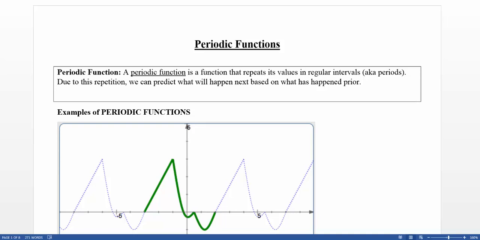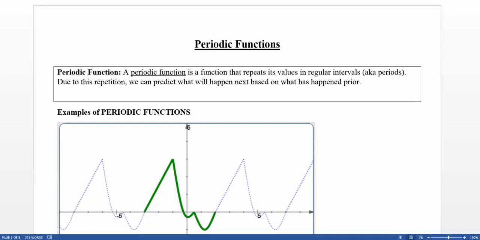Periodic functions. A periodic function is a function that repeats its values in regular intervals, also known as periods. Due to this repetition, we can predict what will happen next based on what's happened prior. This is a very powerful type of function because when history repeats itself, it helps us figure out what might happen in the future.